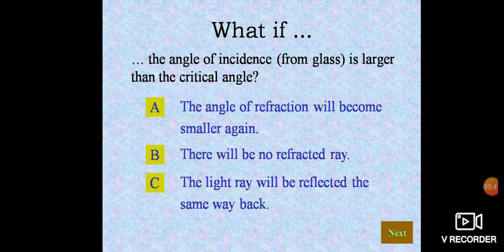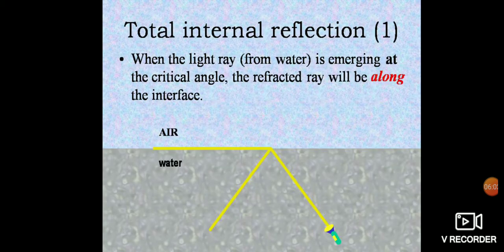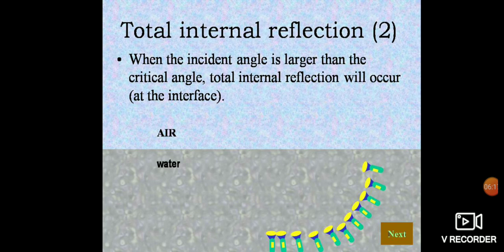What if the angle of incidence from glass is larger than the critical angle? There will be no refracted ray. The light ray will be reflected back the same way. Total internal reflection: when the light ray from water is emerging at the critical angle, the refracted ray will be along the interface. This is the air, this is the water. When the incident angle is larger than the critical angle, total internal reflection will occur at the interface.